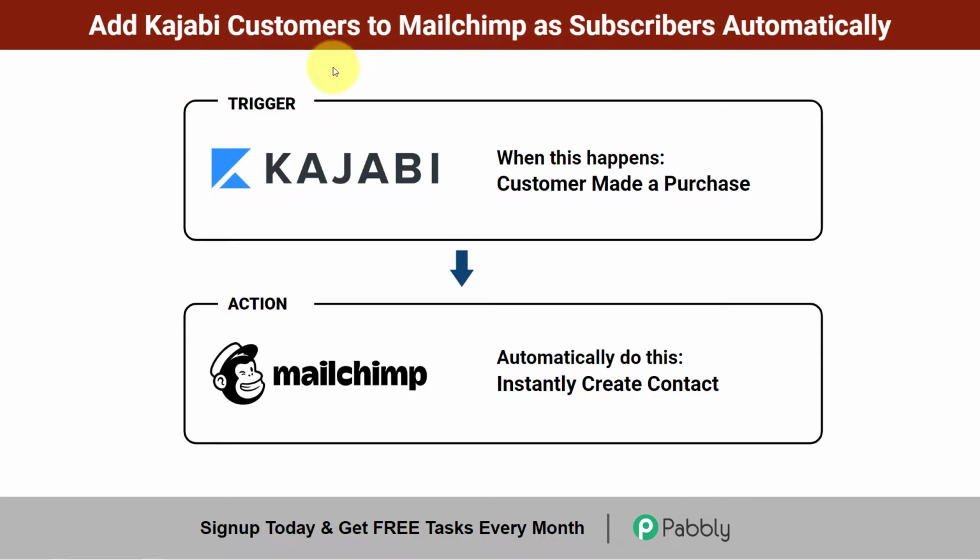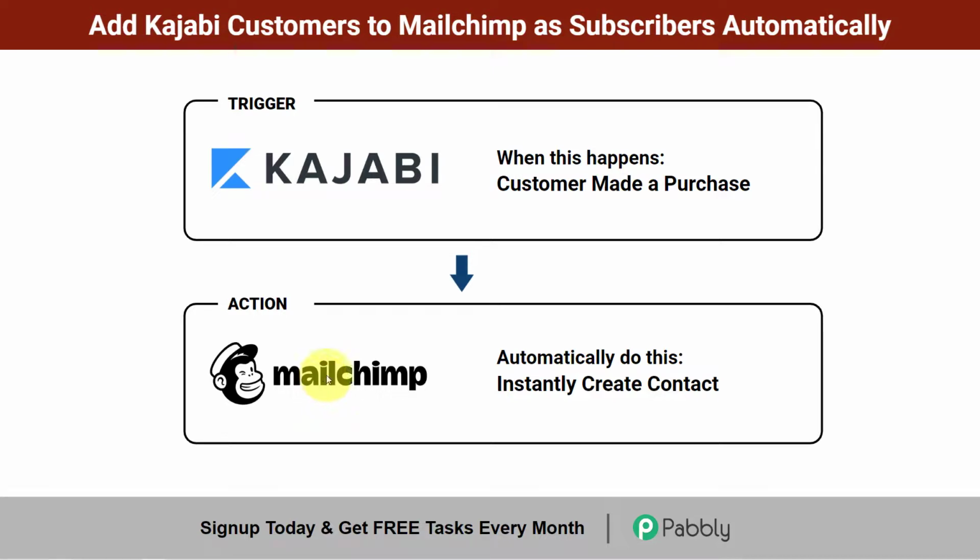How to add Kajabi customers to Mailchimp as subscribers automatically. So Kajabi is an online course selling software, and assume that a customer has just made a purchase of my course. Now I want to add the same customer to Mailchimp as a contact automatically and instantly, so that whenever I want to follow up that customer or send an email to that customer, I don't need to manually export the data from Kajabi and import it to Mailchimp.